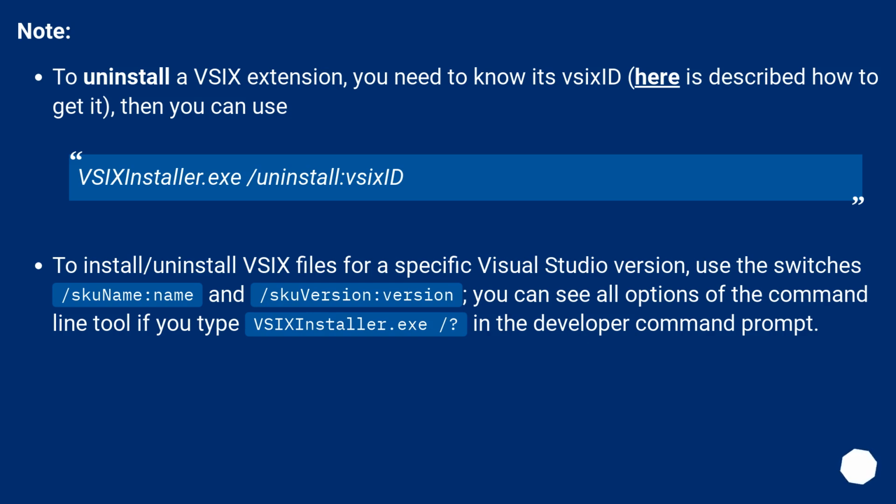To install or uninstall VSIX files for a specific Visual Studio version, use the switches /name:name and /version:version. You can see all options of the command line tool if you type VSIXInstaller /? in the developer command prompt.